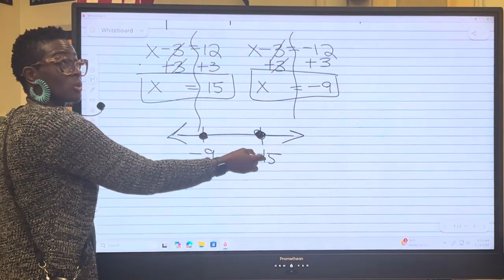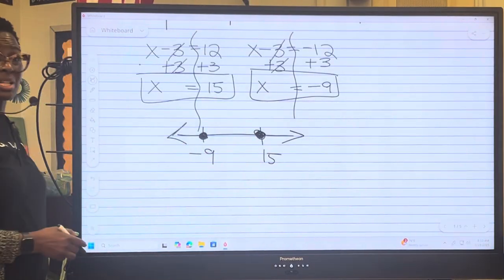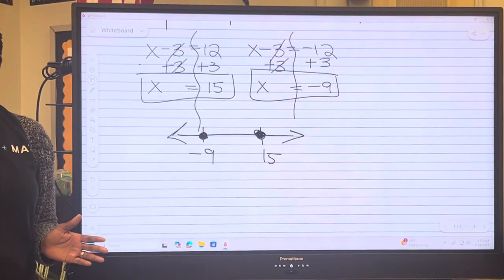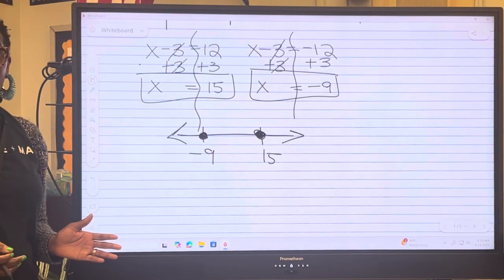Do I shade for this one? What are my only possibilities? Negative 9 and what? 15. That's it. Is everybody following? Any questions on that? All right.